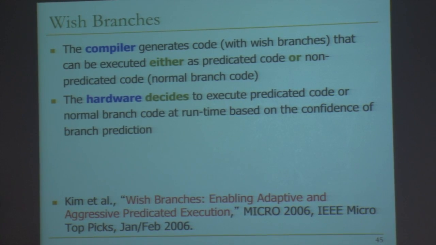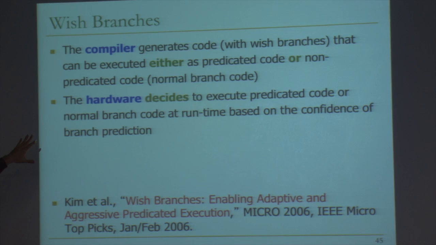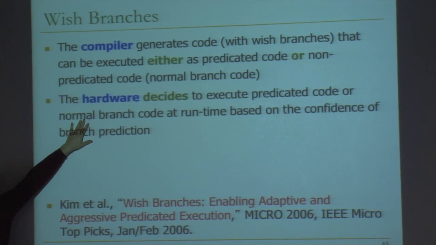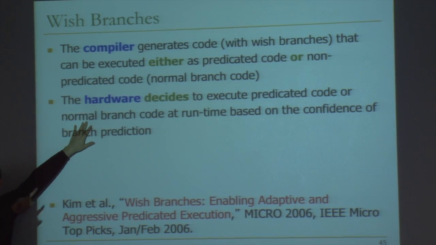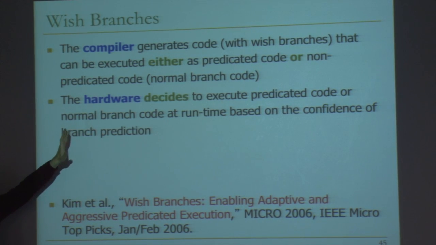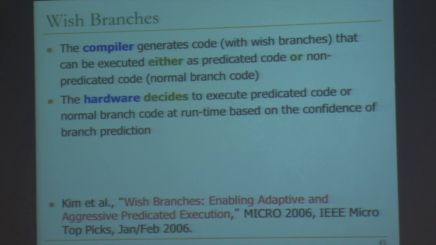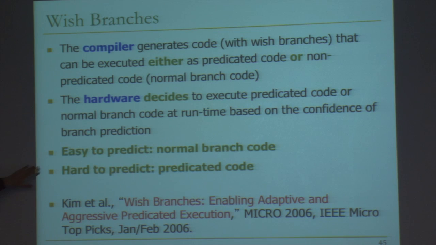Otherwise, use predication. The idea is to have the compiler generate code that can be executed both ways, either as predicated code or non-predicated code. And the hardware, based on dynamic branch behavior, decides which one is executed, either branch prediction or predicate execution. It's kind of nice because compiler is good at generating code. Hardware is good at dynamic decisions. It's a nice clean way of dividing work between the two. And if it's easy to predict at runtime, then use normal branch code. If it's hard to predict, then use predicated code.